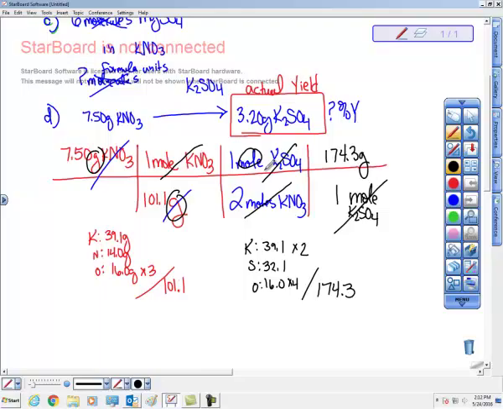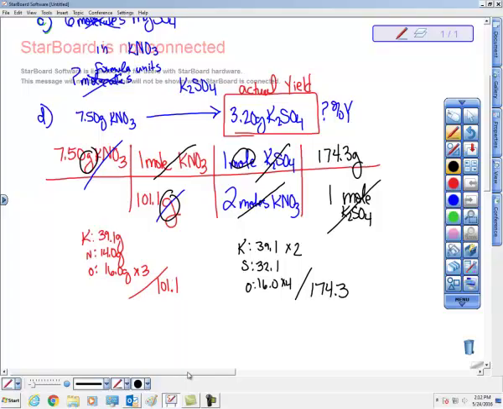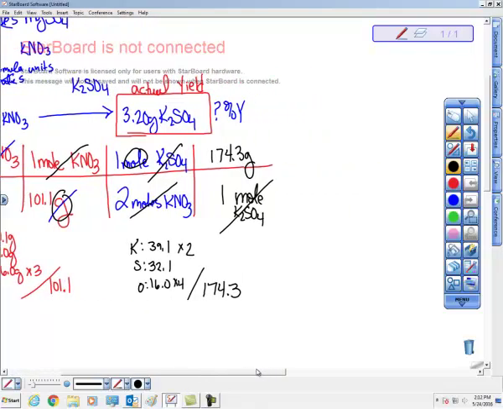Alright, so when you're looking at the problem, remember I ignore ones. Anything on the top is multiply, and anything on the bottom, that's a denominator, and denominator means divide. So this will be 7.5 divided by 101.1 divided by 2 times 174.3. Okay, on the calculator, I get 6.46513, and it keeps going.